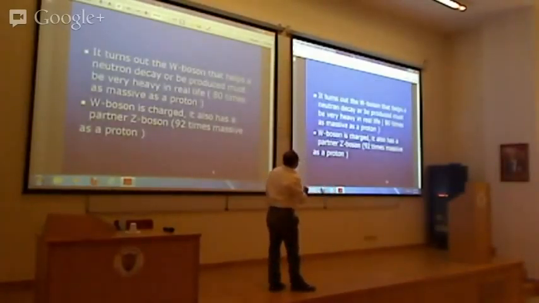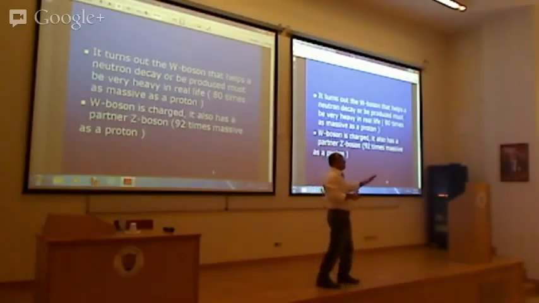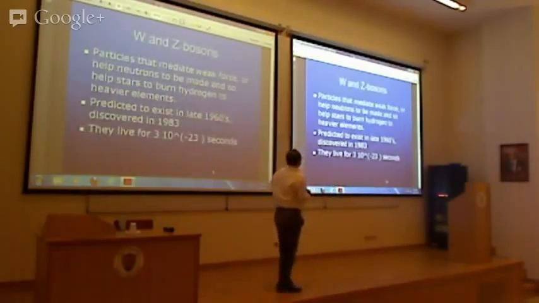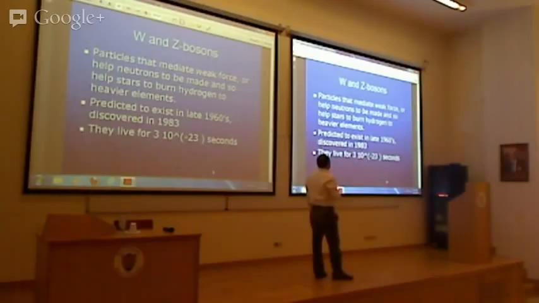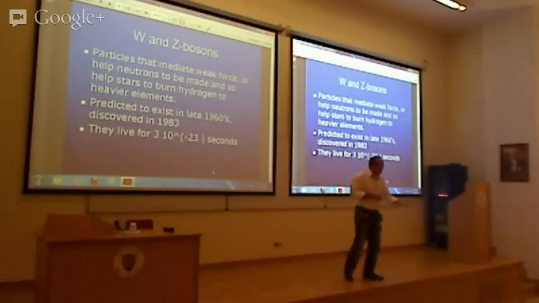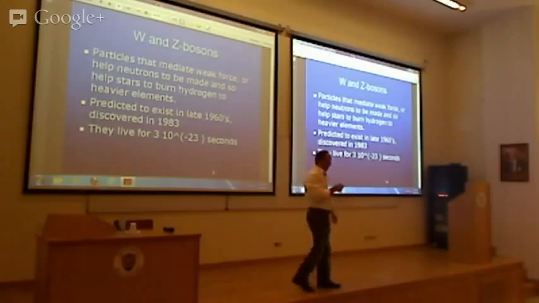Now, it turns out the W boson that helps this decay is very heavy, and it is another factor to create a consistent theory, the Z boson. And these particles must be really heavy. They are heavy, and they were measured. Now, without these particles, you cannot explain the star burn. They were predicted in the 1960s, discovered in 1983 in a lab. Now, they live only for 10 to the minus 23 seconds, but they have this important job of turning a neutron into a proton or the other way around. In fact, the other way around is more important.